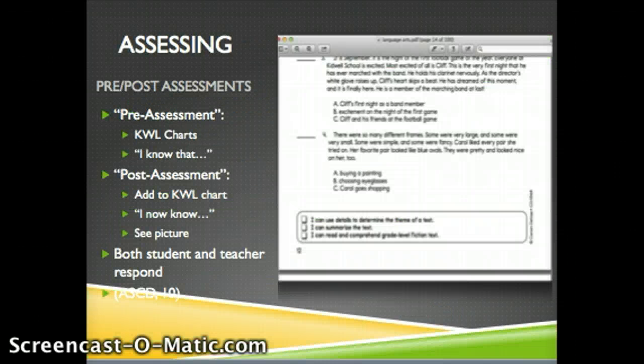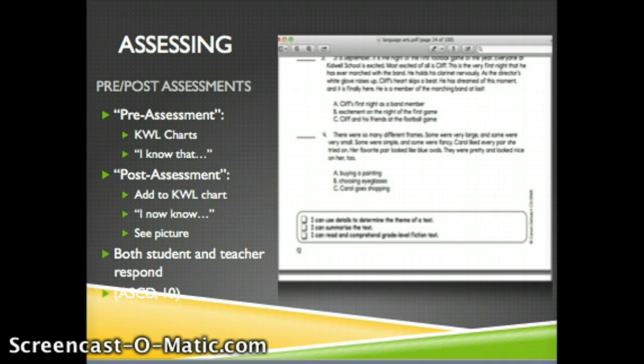Assessing your objectives. There are a few pre and post assessments that you can give. Pre-assessments might take the form of KWL charts or simply a discussion of what they know, using the sentence stem, "I know that." This can also be written down if you choose to do so. Post-assessments could include adding to that KWL chart, another conversation of what they now know, or filling in a sentence stem, "I now know."